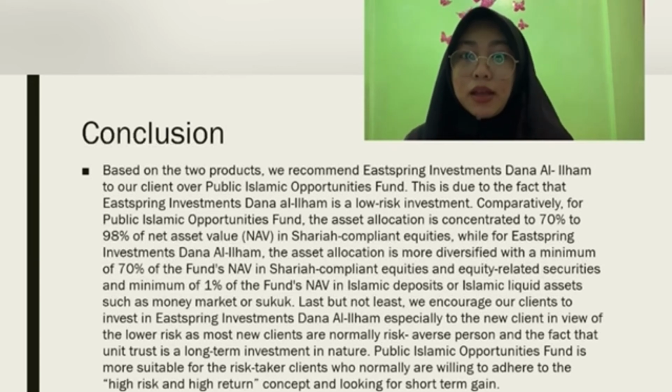Last but not least, we encourage our clients to invest in Eastspring Investment Dana Al-Ilham, especially the new clients, in view of the lower risk, as most new clients are normally risk-averse and the fact that unit trust is a long-term investment in nature. Public Islamic Opportunities Fund is more suitable for the risk-taker client who is normally willing to adapt to the high risk and high return concept and looking for short-term gain.